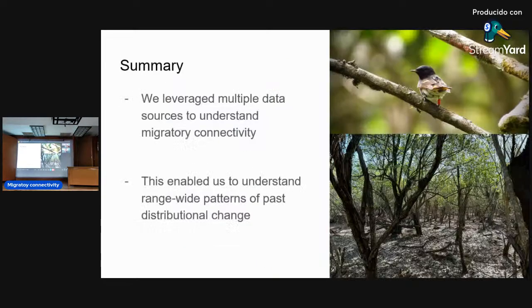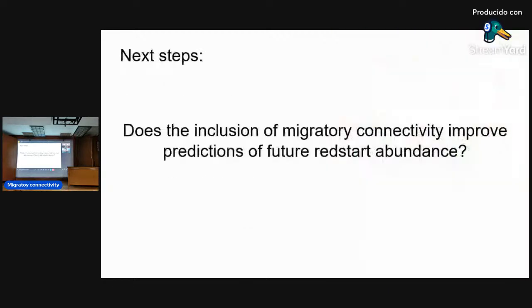To summarize, in my first dissertation chapter, we used multiple data sources to estimate range-wide migratory connectivity for redstarts. That allowed us in the second chapter to understand how patterns of range-wide distributional change have developed over the last century. In tandem, we can use our understanding of the present and the past to predict what future redstart distributions are going to look like, say 50 or 100 years from now. This will be particularly important for many migratory bird species as we try to predict how they're going to respond to climate change in the future.